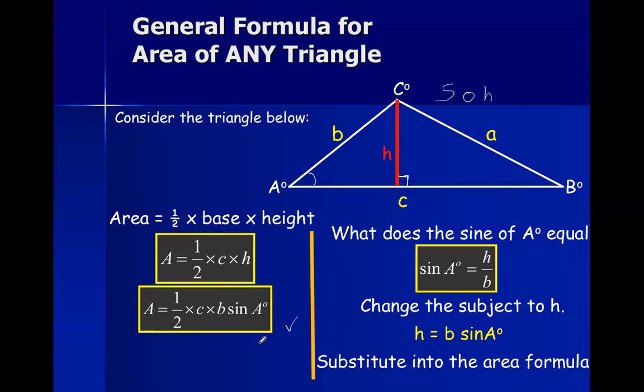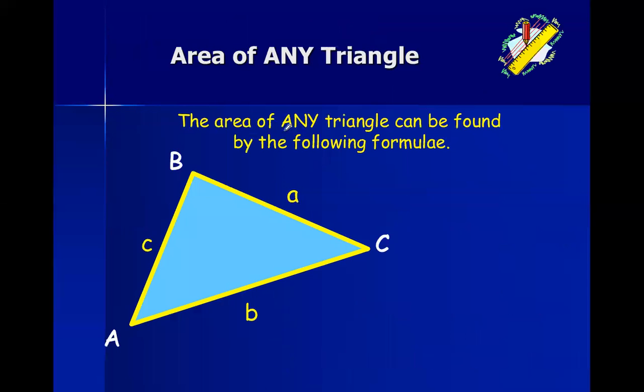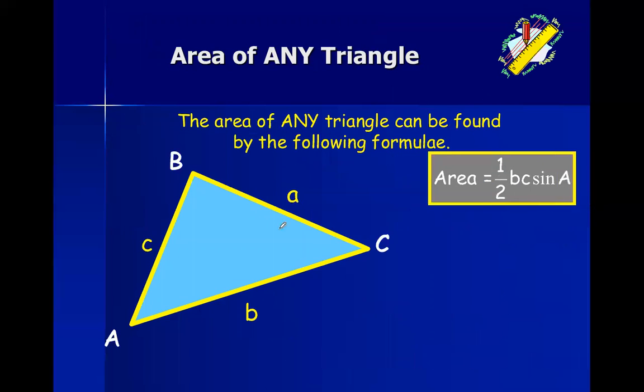Okay, so I don't want you to apply it without understanding where it's coming from, because you've got more chance to remember why we've used it, even if it's given to you during the exam, okay? So let's have a look. This is just written as half bc sine A. The area of any triangle can be found by this formula, half bc sine A, as long as you clearly annotate your angles and your sides.